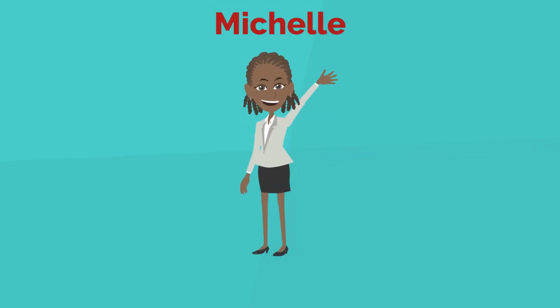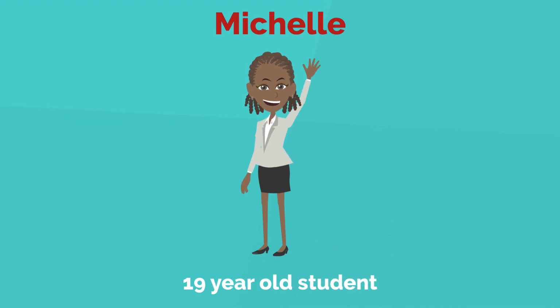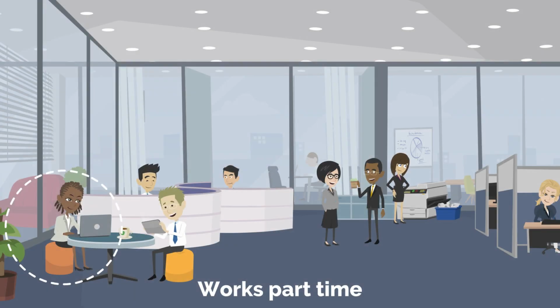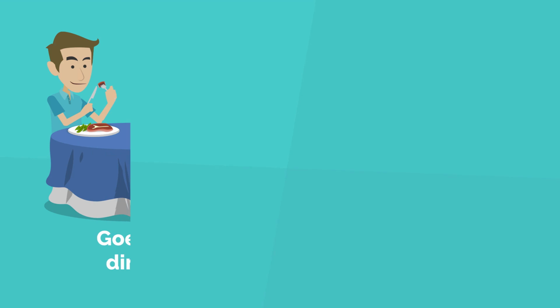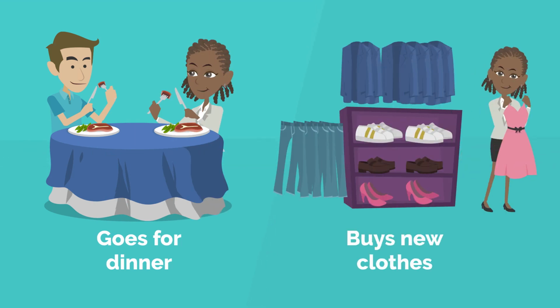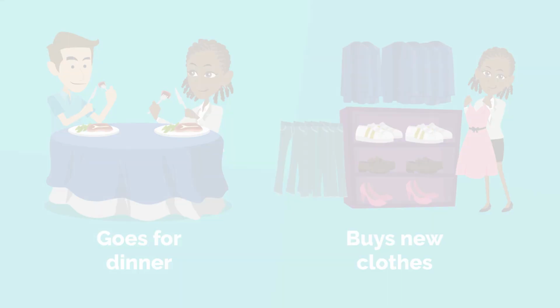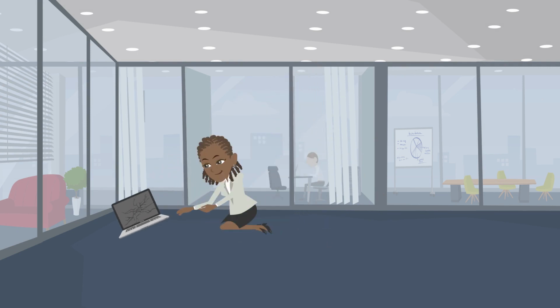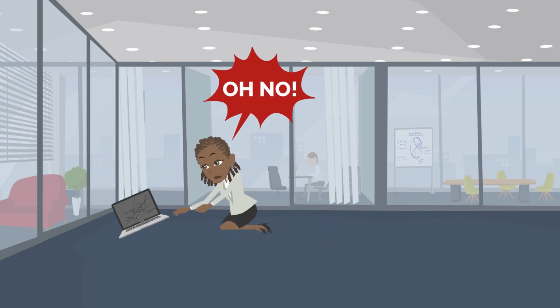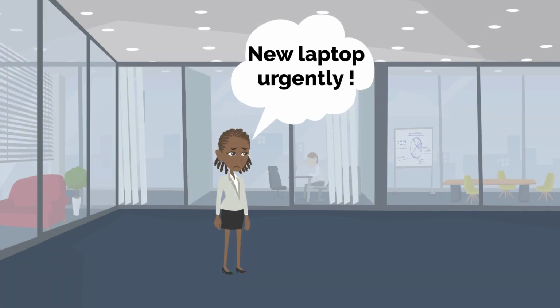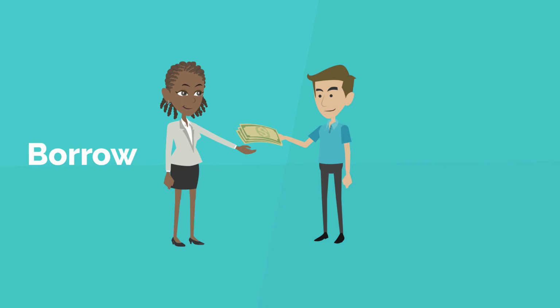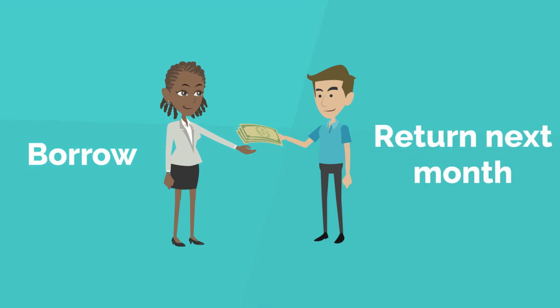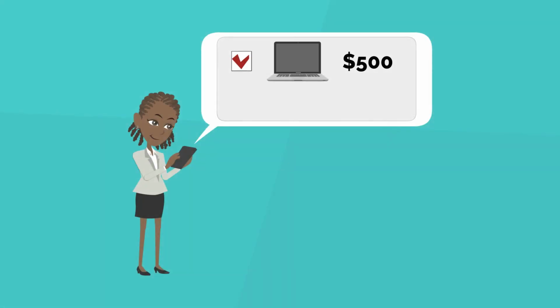Consider this scenario. Michelle is a 19-year-old student. She works part-time, likes to go out for dinner with friends, and often buys new clothes. Now, one morning, Michelle accidentally drops her laptop. Oh no! She will have to get a new one, urgently. She borrows some money from her friend, promising to return it next month. She buys a new laptop from an online computer store.